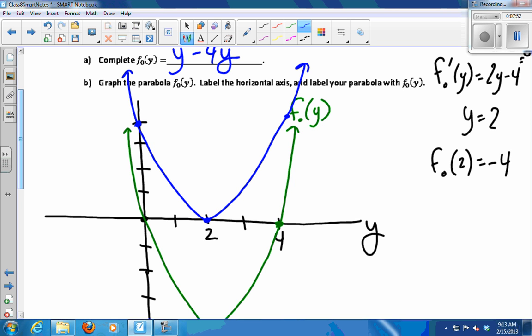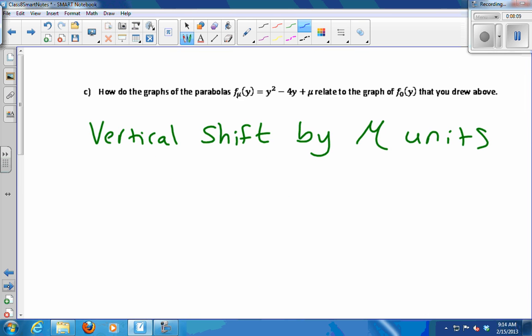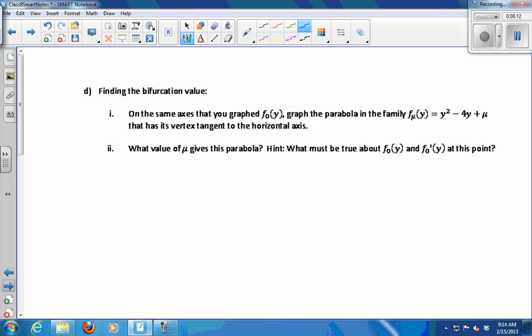I want to know what value of mu will give me that. 4, yeah, because I'm shifting it up 4. So this is f sub 4 of y. Okay, so that was simpler to answer than I realized. But let's say it's not a parabola.